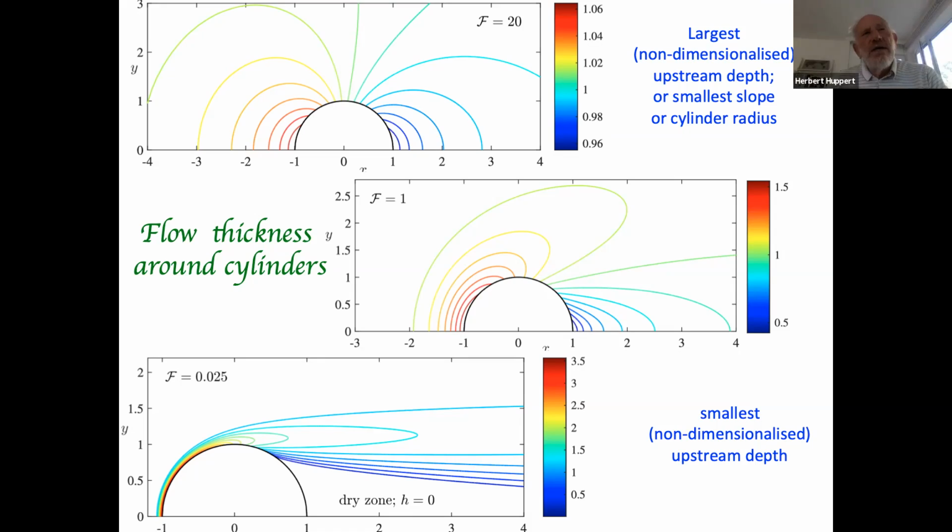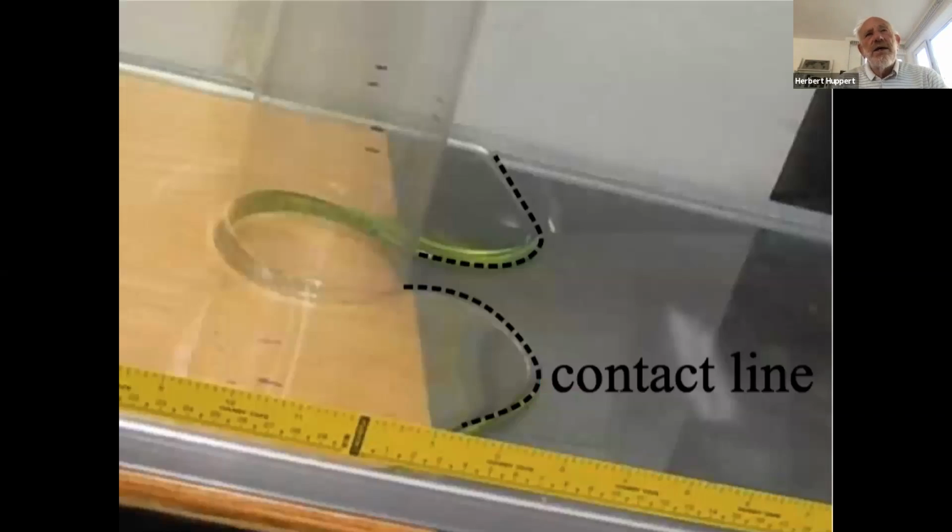If we go down to the smallest value of F, 0.025, so that's a small non-dimensional upstream depth, a large slope or a large cylinder radius, then you see there's quite a large dry zone. So the difference in F, admittedly here by a factor of 100 or so, can make a big difference to the flow. So you need to know what the values are.